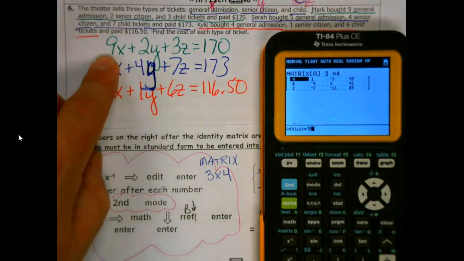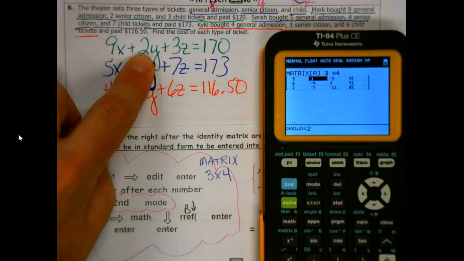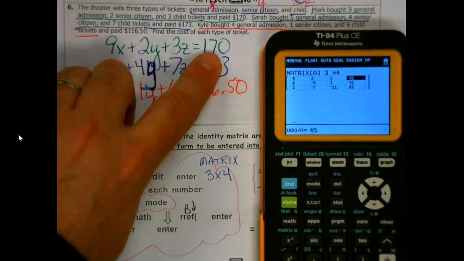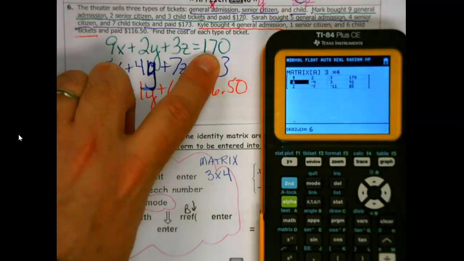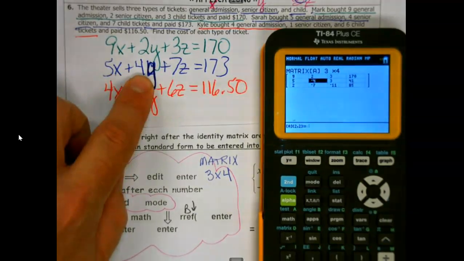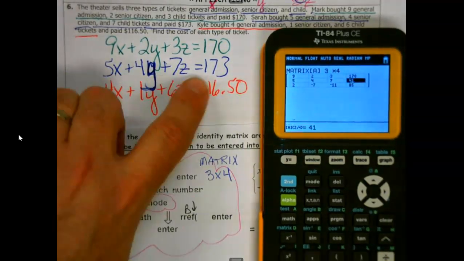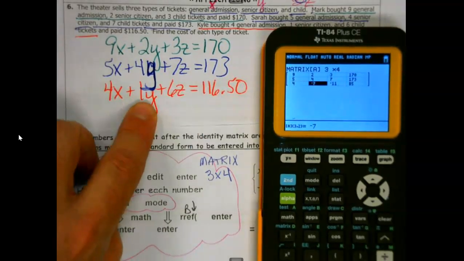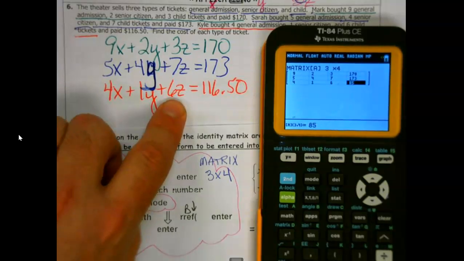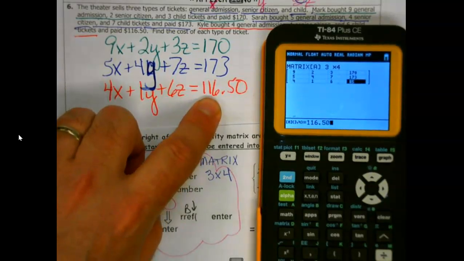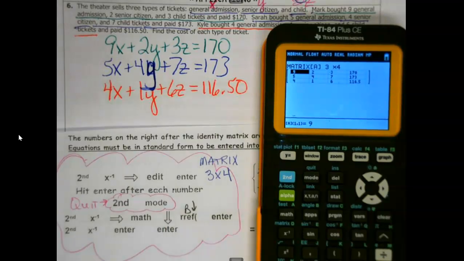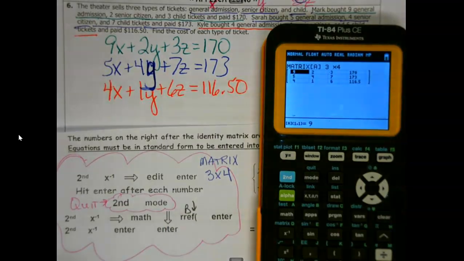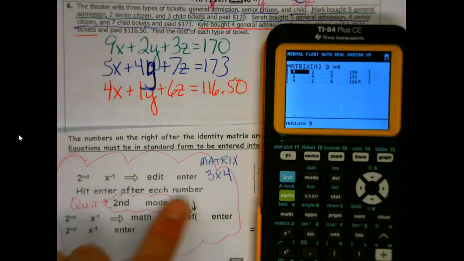Follow it right across. 9, 2, 3, 170, 5, 4, 7, 173, 4, 1, 6, 116.50. Should go back to the beginning. If we're back to the beginning, we are ready to, well, we already entered the matrix. So we did all those.